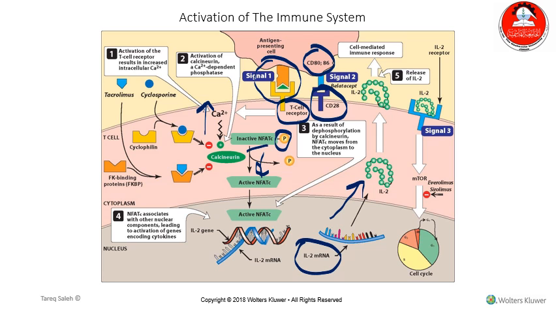The last step is when IL-2 binds to its receptor present on the surface of T cells. Of course, this can happen in an autocrine fashion, meaning that the IL-2 produced by the T cell can go back and then stimulate the same cell, or it can stimulate other cells that also have the receptor.